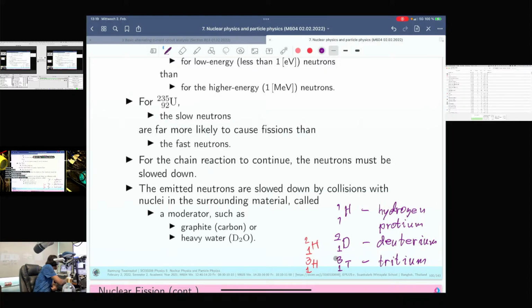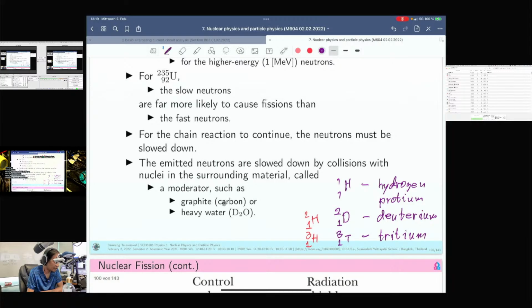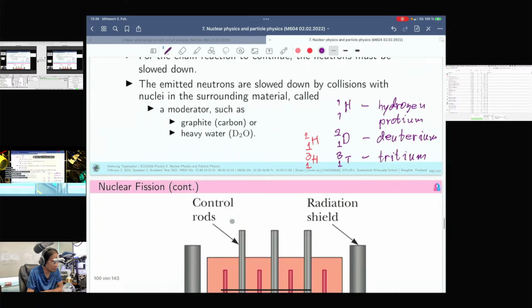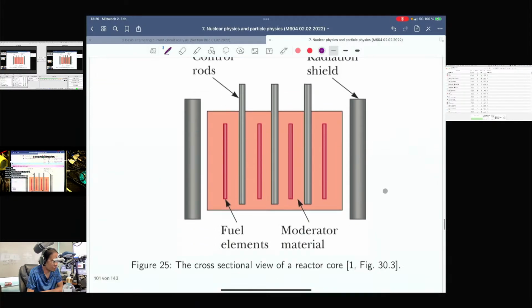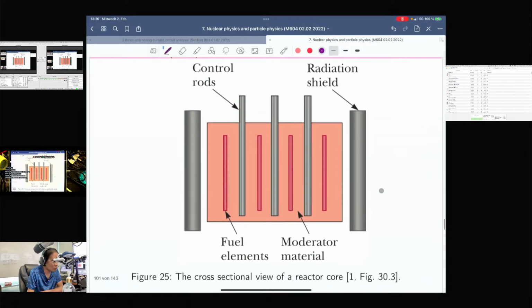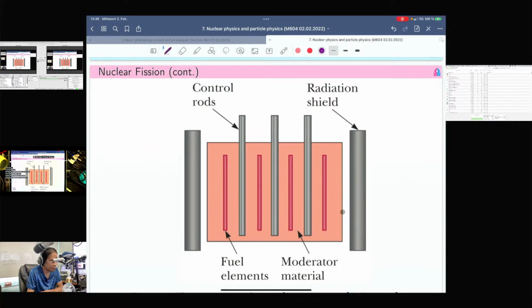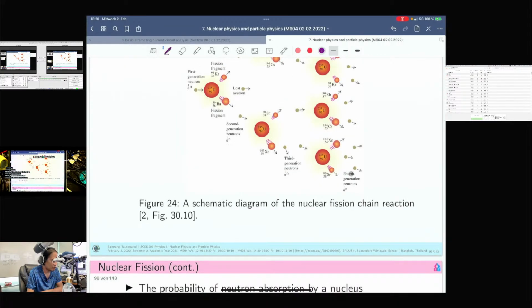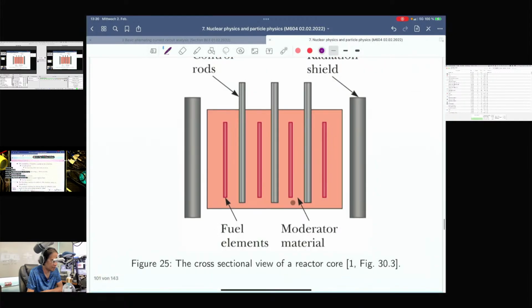That's the technique humans have made at the moment. Moderator can be made of graphite or heavy water, but this is a special water. You can get deuterium from the sea and so on, on Earth. And the structure of the reactor core, the room where we have the decomposition of uranium-235 in this figure, we will keep all this process inside this area.